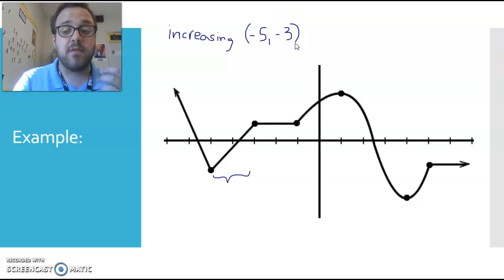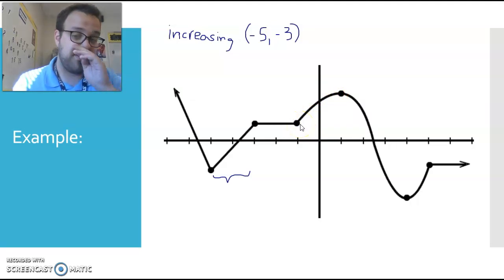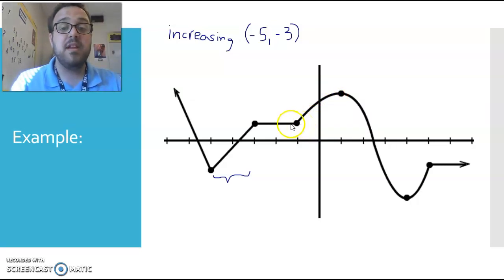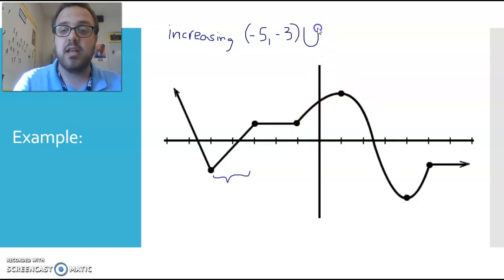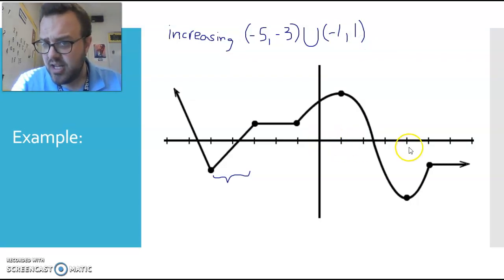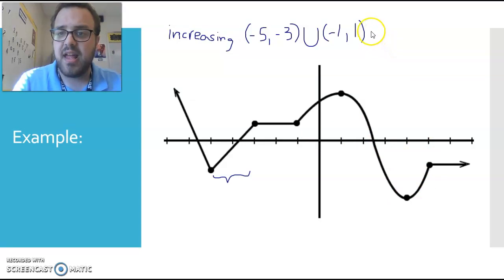Now, if I want to keep looking for places where I'm increasing, it looks like right here I'm increasing as well. Now, it's not a constant rate of increase, right, because it's kind of curving as it goes, but it's definitely going up the whole way across there. So we'll say union, and then also from -1 to 1, we are increasing. And then I also see here from 4 to 5, it looks like I'm also increasing as well. So I'll say, hey, from 4 to 5, I am also increasing.